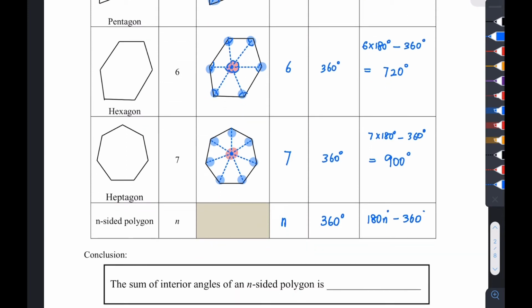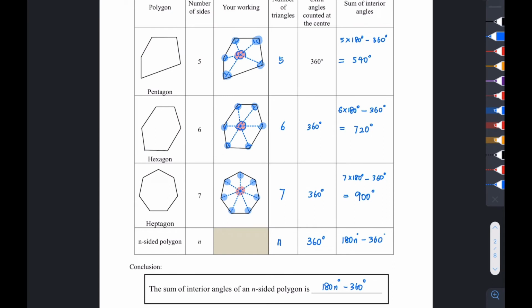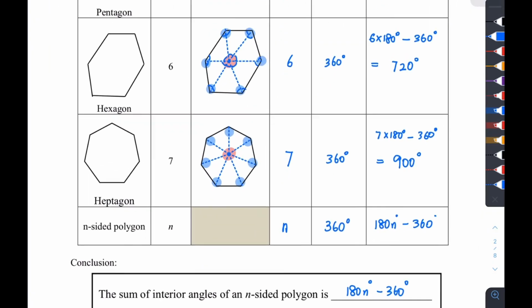Based on this approach, the sum of interior angles of an n-sided polygon would be 180n degrees minus 360 degrees, or n times 180 minus 360 also works. This form, 180n minus 360, would actually help you in your algebra a little bit, but you can also put n times 180 if you're more comfortable with that. So the first formula that we have is 180n minus 360 to get all the interior angles. Without further ado, let's push on to the next page.